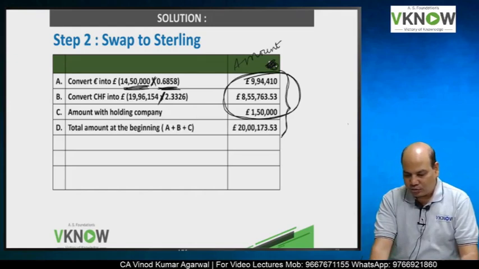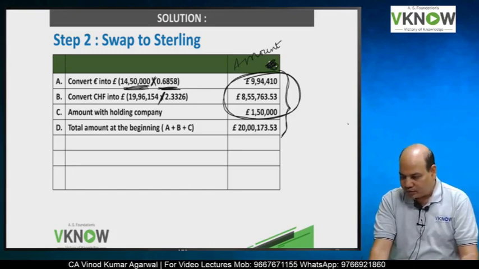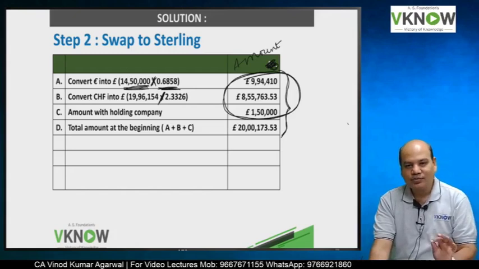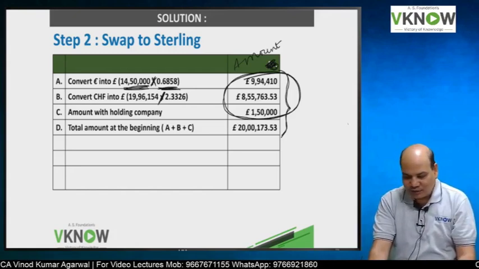Total amount is 2,000,173.53. Very good. But this time the student in the classroom has given the answer first. You will get the e-chocolate, okay? You will get physical chocolate.